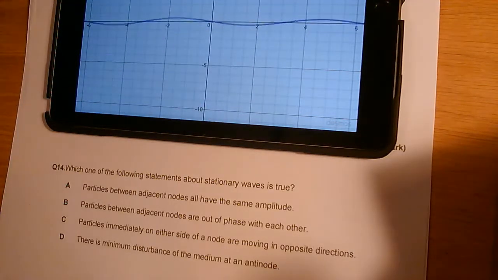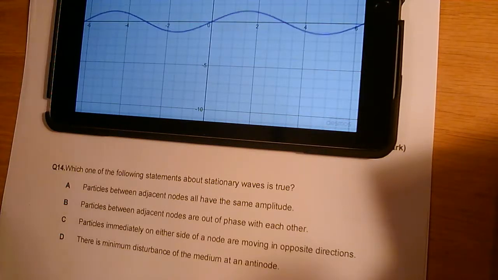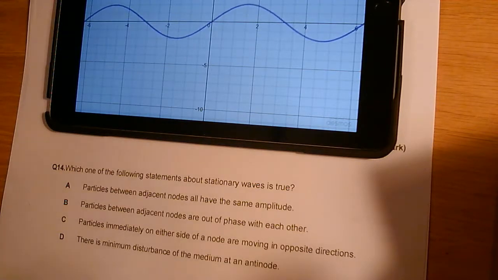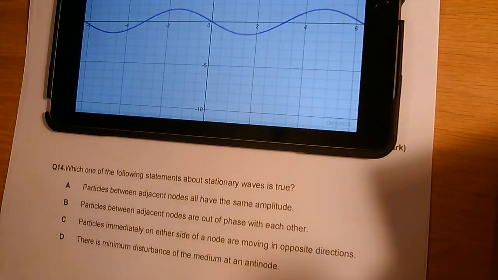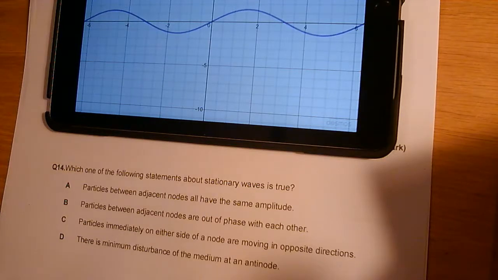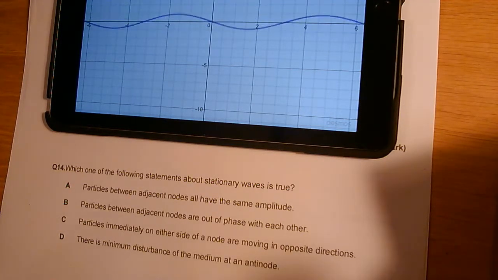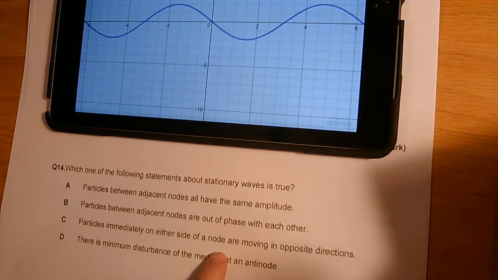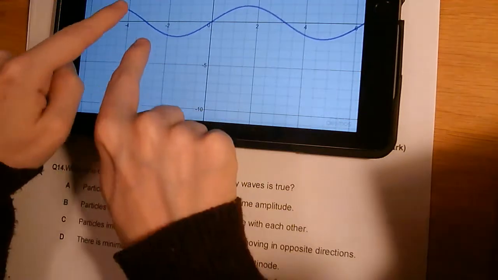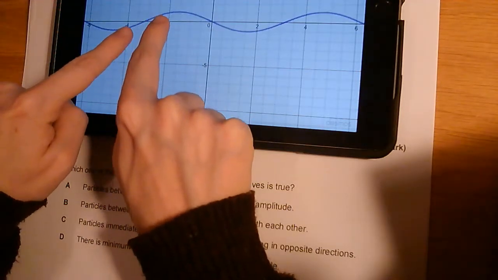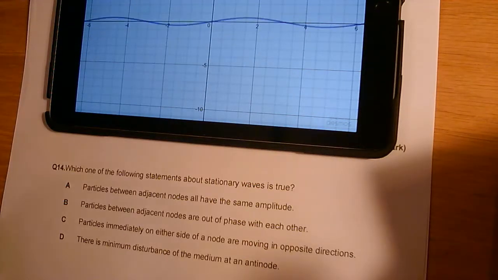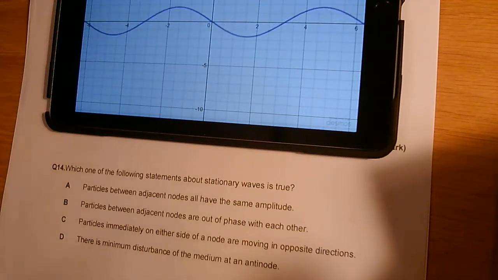That can't be true. Just to remind you, if you've got particles between adjacent nodes, or if there's an even number of nodes in between the two particles, they will always be entirely in phase with each other in a stationary wave. If you've got an odd number of nodes between them, they'll be entirely out of phase. Option C, particles immediately on either side of a node are moving in opposite directions. Let's see. Yes, that is exactly what's happening there. As one moves up, the other moves down. So it's got to be 14C, but let's just check D anyway.